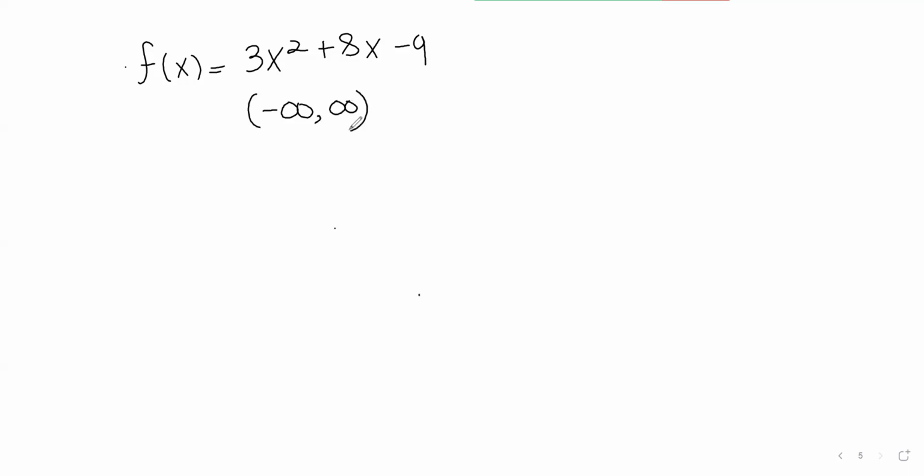Let's look at the simplest case. f of x is 3x squared plus 8x minus 9. Well, this doesn't have any of the scenarios that we mentioned. It doesn't have a radical. It's not a fraction. So by default, all polynomials are defined for all numbers on the number line, from negative infinity to infinity. So if I were to express this graphically, it'd be kind of silly, but I would shade the entire number line.